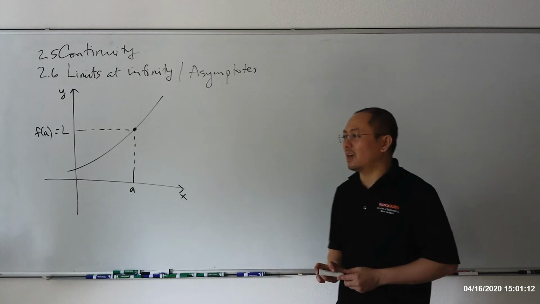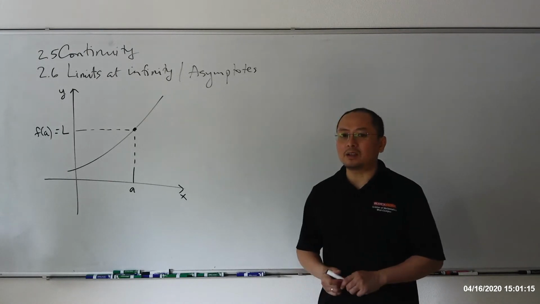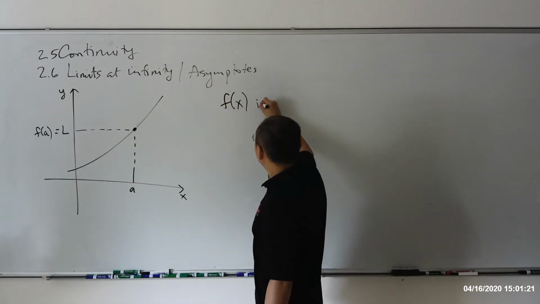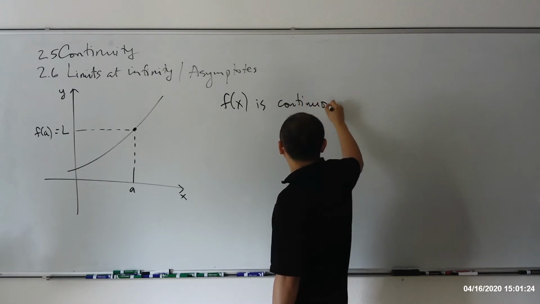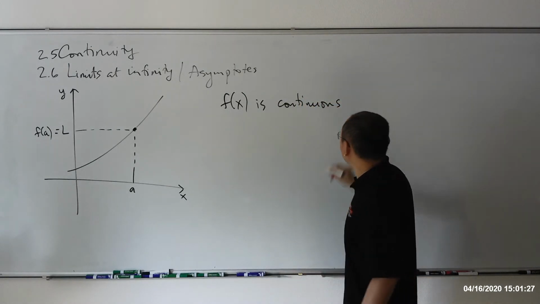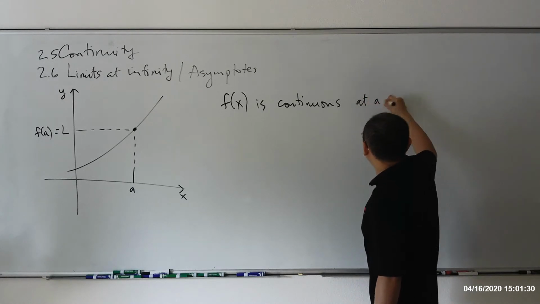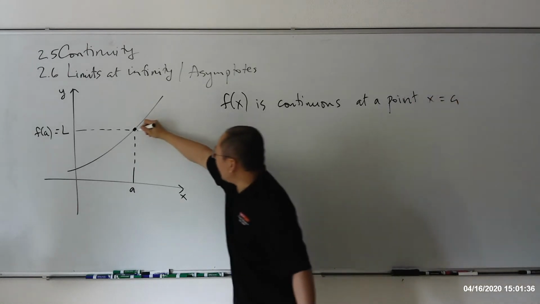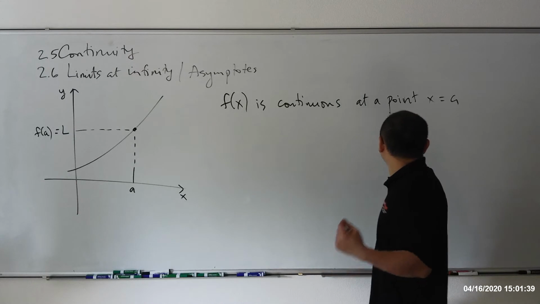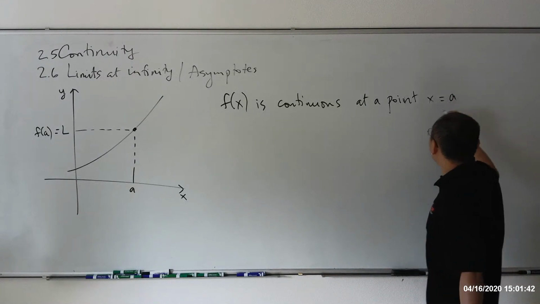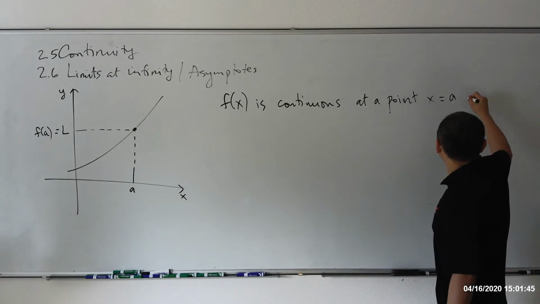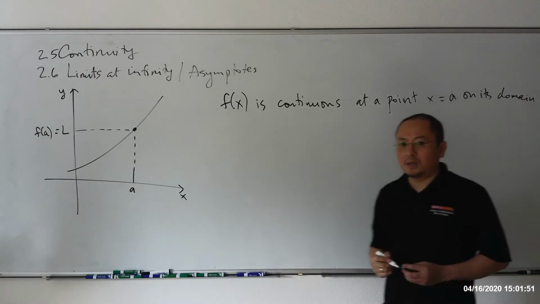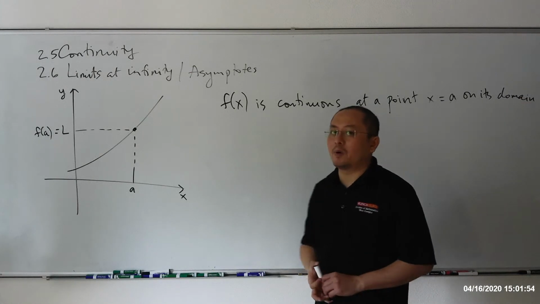You have heard a lot of people say a function f of x is continuous. But more precisely, whenever you say f of x is continuous, we have to say it's at a point, say at a point x equal to a. And moreover, that point a has to be in the domain. In other words, we cannot talk about continuity if the point is not in the domain.